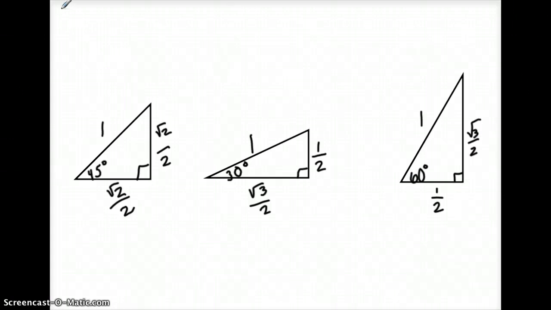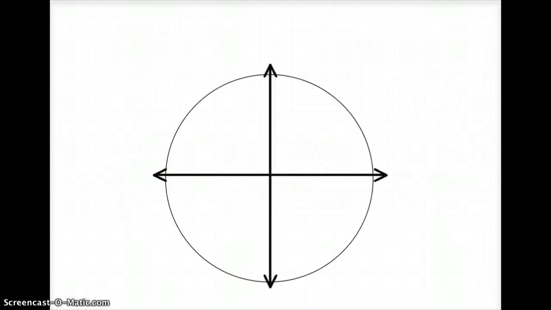Okay, so we're going to use these side measures as well as knowing our degrees around our coordinate plane. Over here on the positive x side, we're going to treat that as 0 degrees. This is where we start, and we're going to work counterclockwise. So I'm going to go 90 degrees, and then when I go another 90 degrees, I end up at 180. Then when I go another 90, I end up at 270. And if I go full circle, that brings me back to 360 degrees.